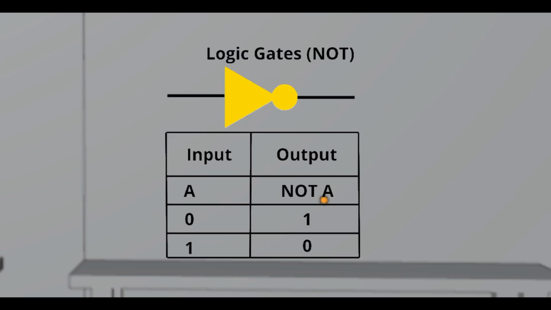The NOT logic gate, also known as an inverter, flips the input signal. If the input is 1, the output becomes 0, and if the input is 0, the output becomes 1. Input 0, output 1, input 1, output 0. The NOT gate is the simplest logic gate, and it plays a key role in building more complex logical circuits.